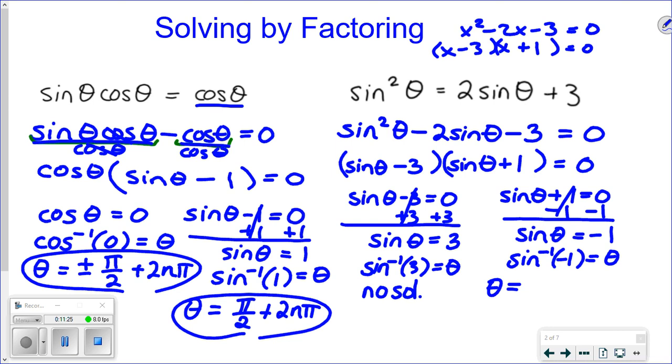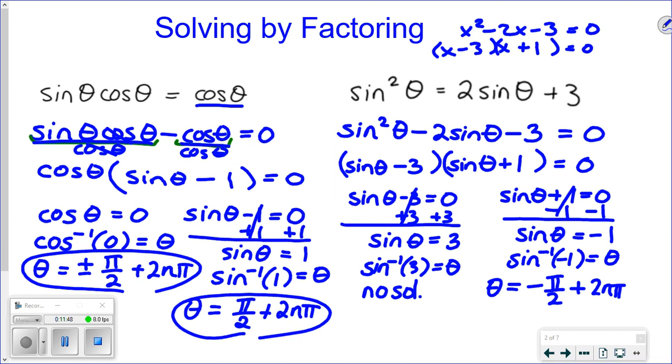But since we're evaluating that inverse trig function, instead of 3 pi over 2, I'm going to use -pi over 2. And that's the answer that the calculator would actually give you. Okay, and then remember we have to add the +2n pi as well.